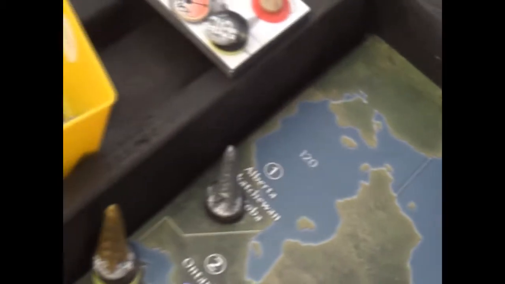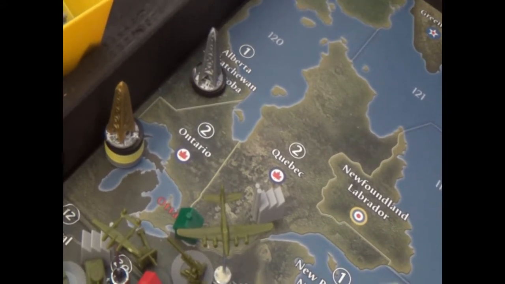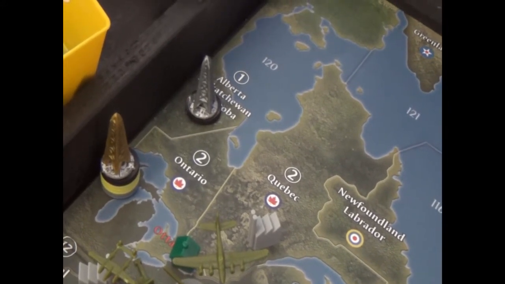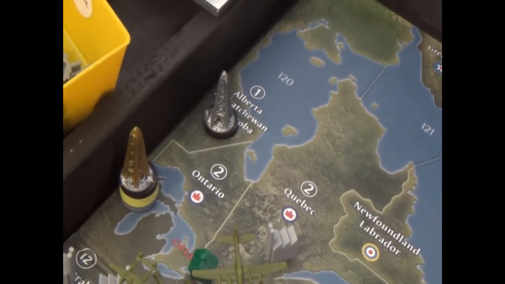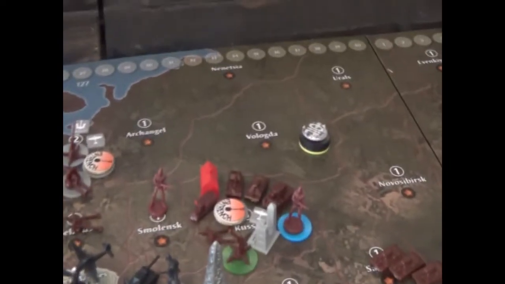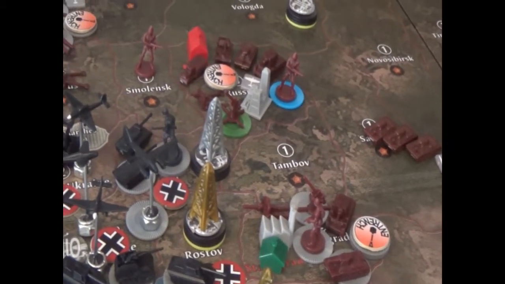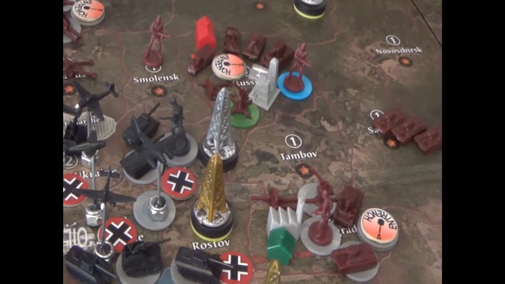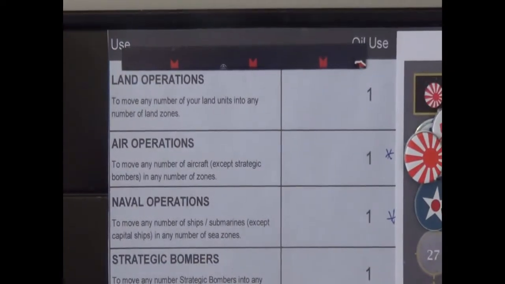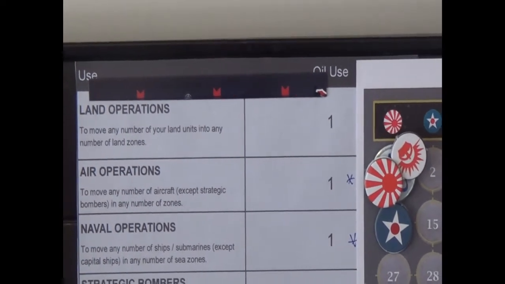Let me find one over here in America. You can't really see it, but over in Minnesota and Wisconsin I've got some oil, so I've got 3, 5, that sort of thing. Each oil derrick produces 1 oil on the owner's turn, and then you can use that oil to move your troops. As you can see on the board, for land operations, you move any number of non-infantry units.